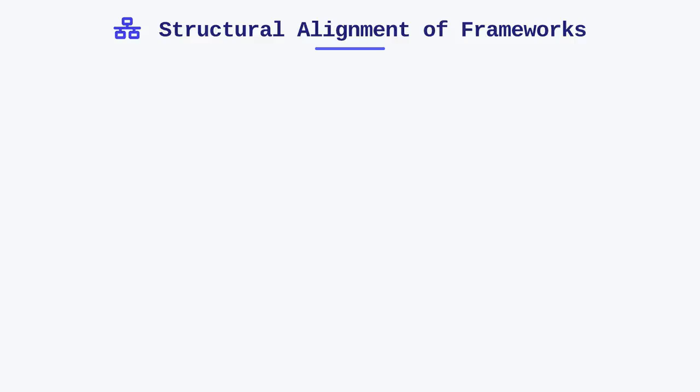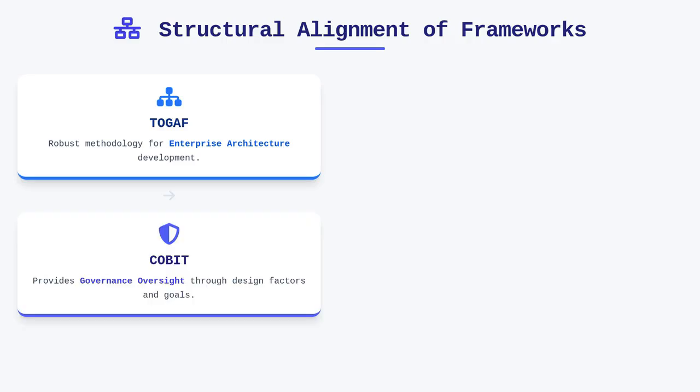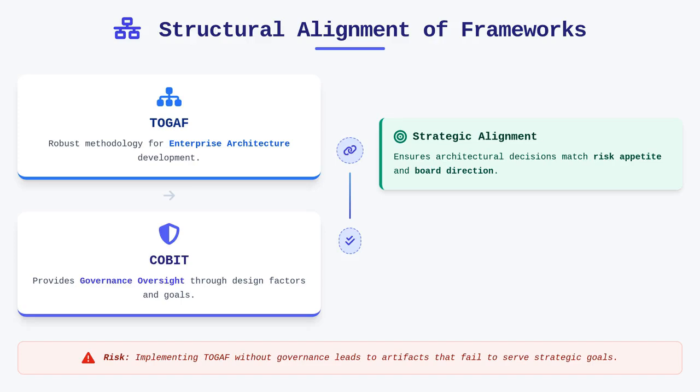Enterprise architecture and project management frameworks like TOGAF and PRINCE2 further benefit from this structural alignment. TOGAF offers a robust methodology for developing enterprise architecture, but it requires the governance oversight that COBIT consistently provides through its design factors and goal-setting mechanisms. If we implement TOGAF without a governance framework, we often see architectural artifacts that do not actually serve the strategic direction of the board. By integrating these, we ensure that architectural decisions are effectively evaluated, directed, and monitored against the firm's defined risk appetite and strategic goals.